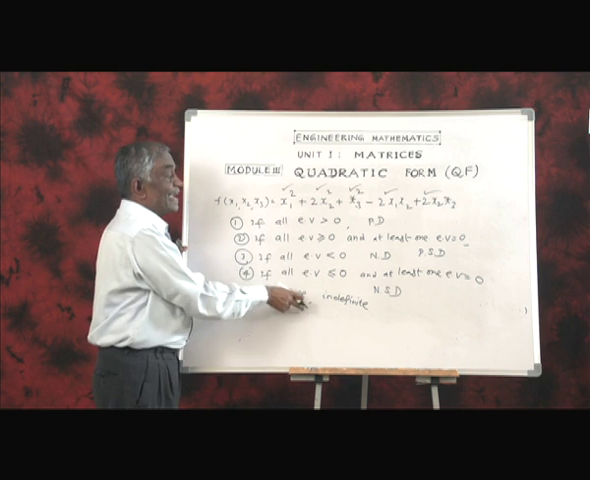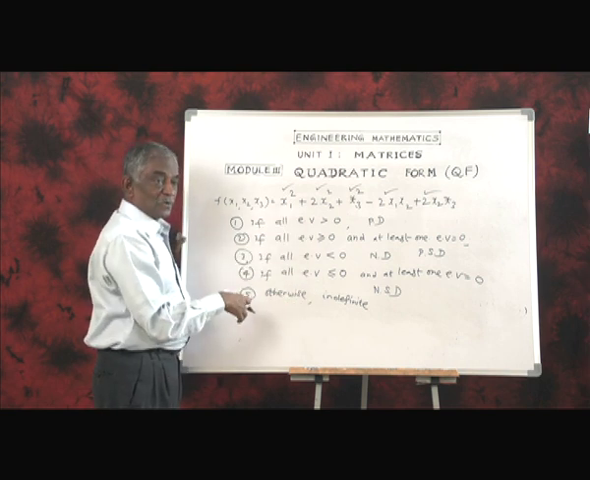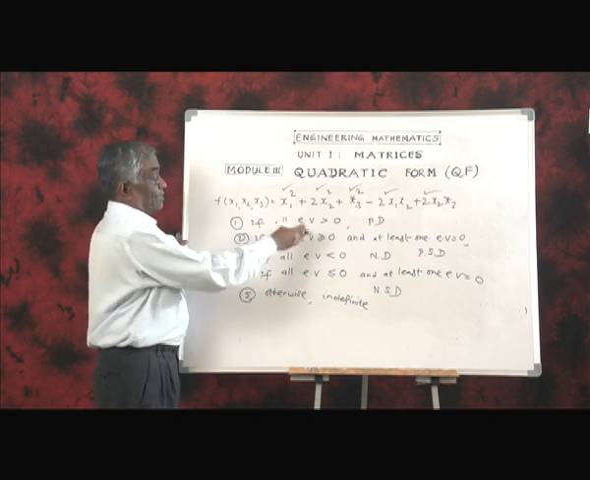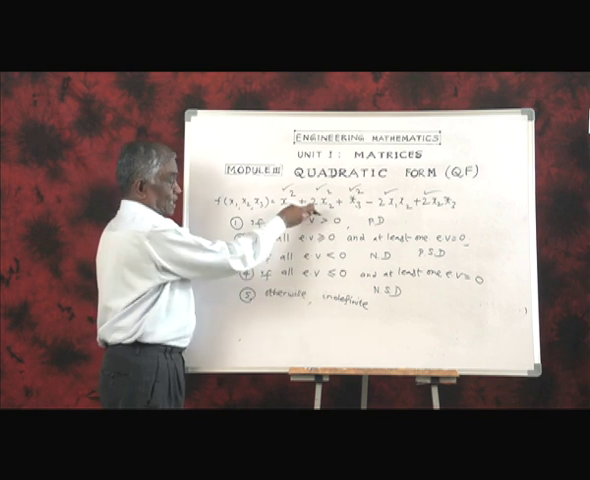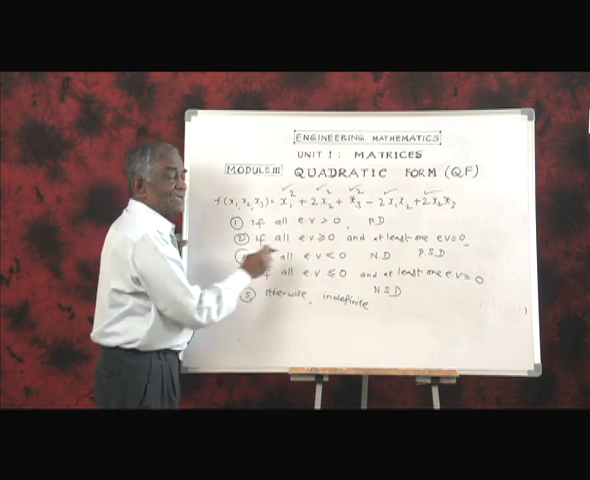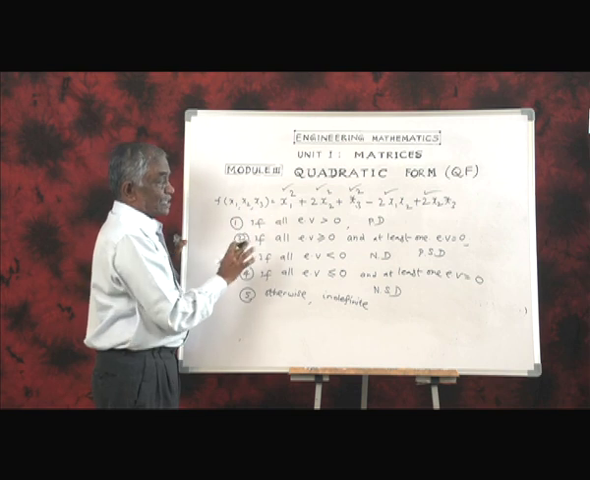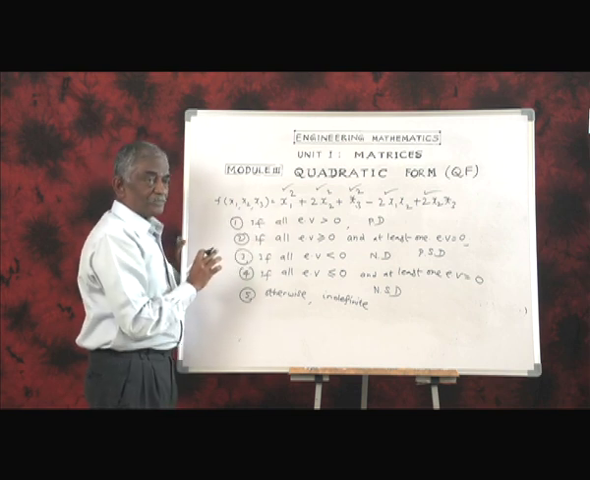But once you find the eigenvalues, it can be easily concluded what the nature of the quadratic form is, because once you know the eigenvalues, it will fall into one of these five categories, so that you can come to the conclusion regarding the nature of the quadratic form.